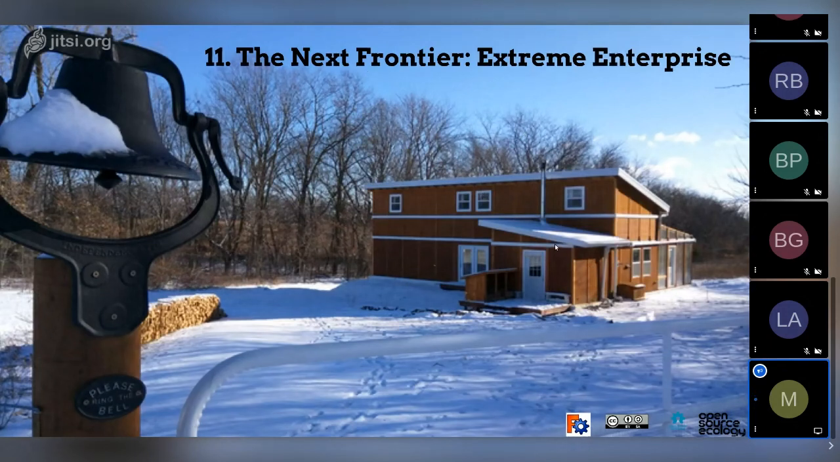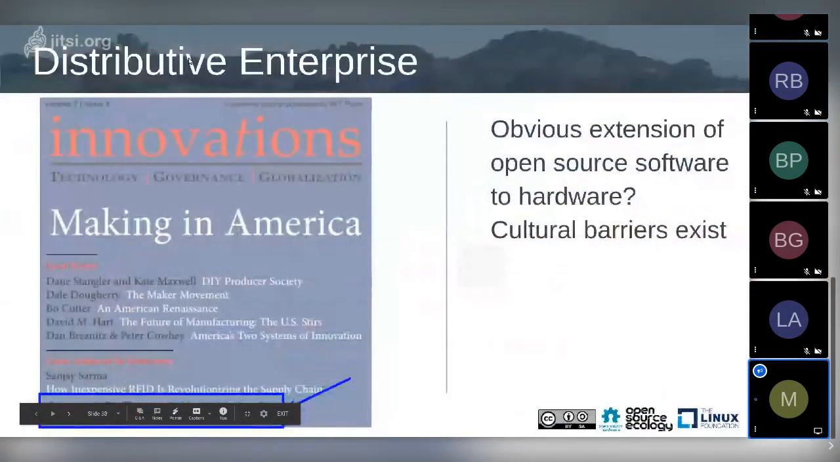So this is our Seed Eco Home. We're taking this to a 1,000 square foot model that we're releasing as a product release next year. And we're organizing a big event around that, and framing it in the context of extreme enterprise. So what is this extreme enterprise thing?